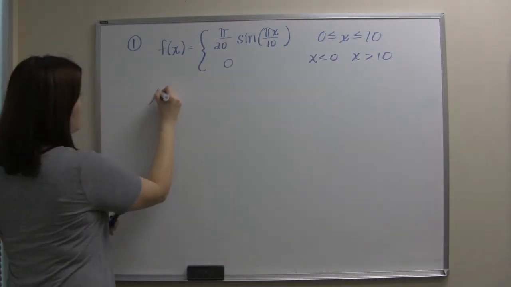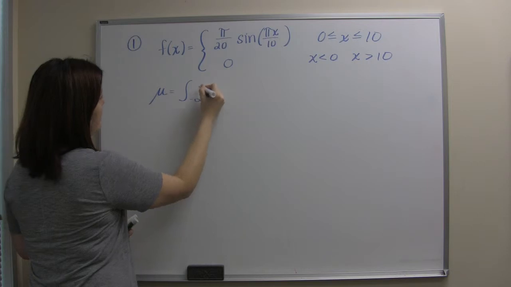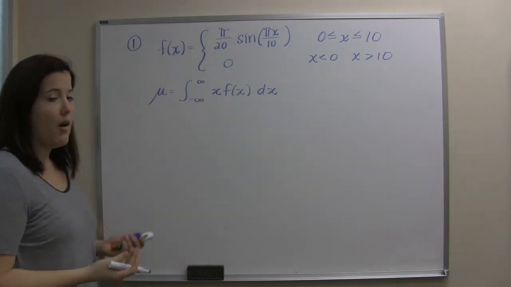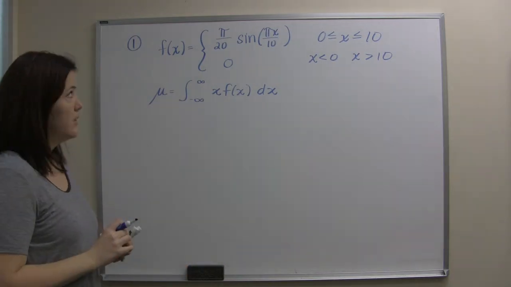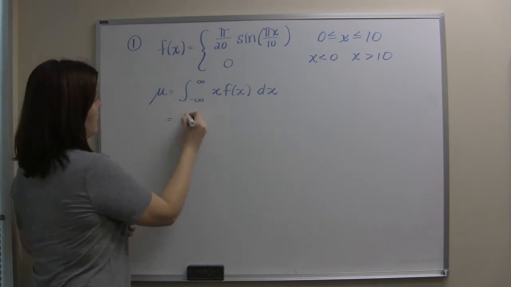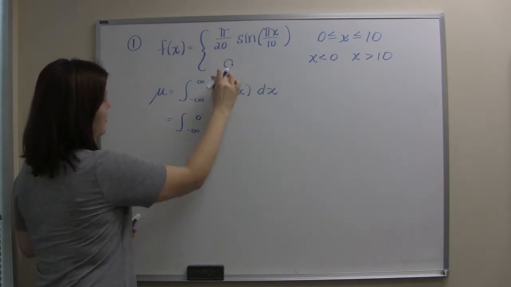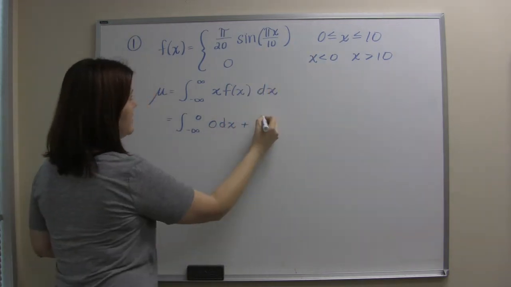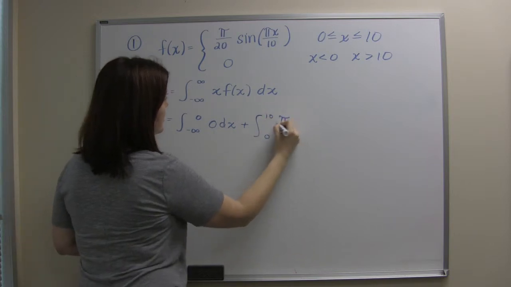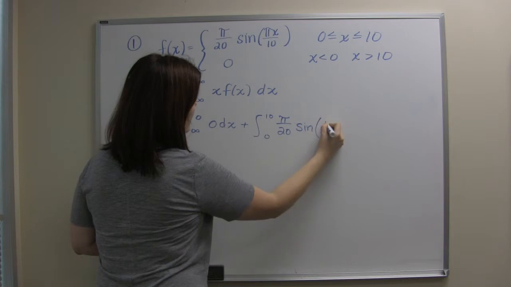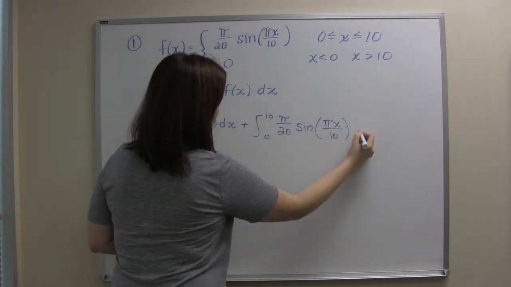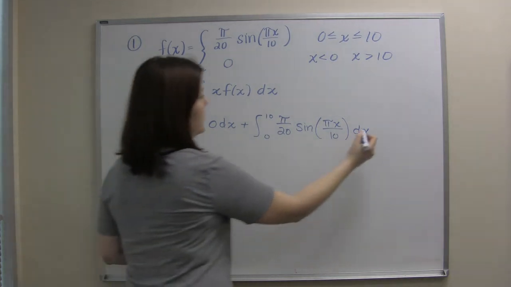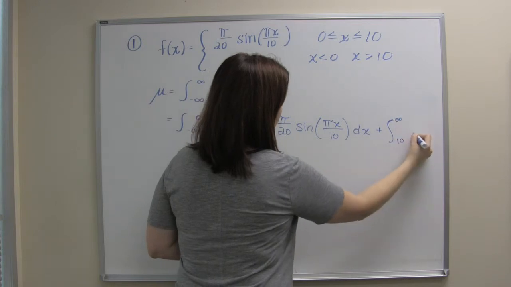So using the definition for mu, this is going to be the integral from negative infinity to infinity of x f of x dx. But again, our function's defined in pieces, which means our integral needs to be defined in pieces. So from negative infinity to 0, we've got nothing going on. But when x is between 0 and 10, we've got something kind of interesting going on. But nothing's going on again when x is greater than 10. So from 10 to infinity, nothing's happening.